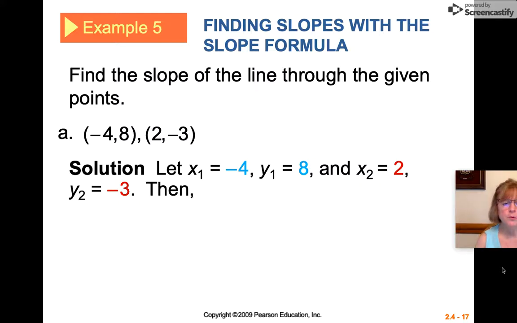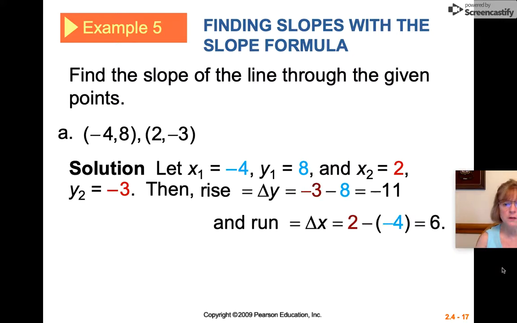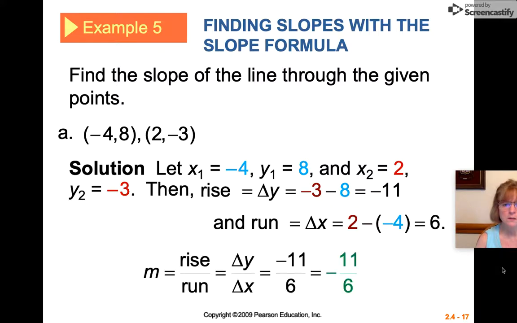So we've got these 2 points. This is a pretty straightforward example of using the formula. So you're just going to plug stuff in. So the difference of the y's, that's what that delta y means, is -11. The difference of the x's, that's what the delta x means, is +6. So our slope is negative 11 over 6.